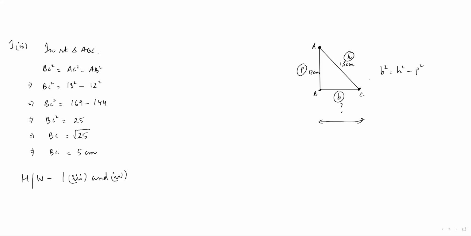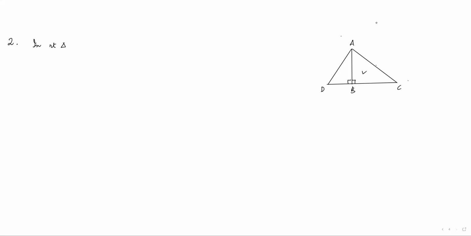Then we will be moving to our next question, and that is question number 2. This is question number 2, and we will start with a larger triangle. We have to see which triangle has the two sides at least, the third side of a non-Pythagoras triangle.